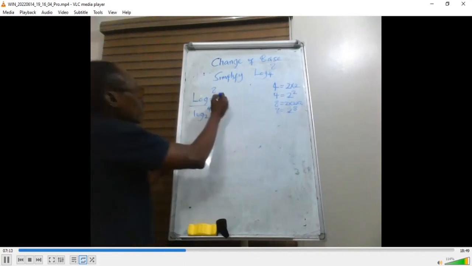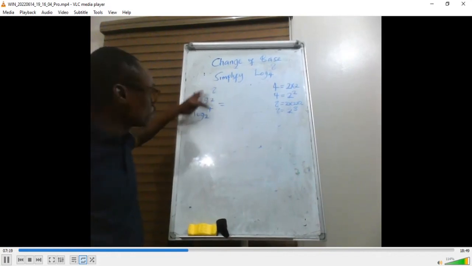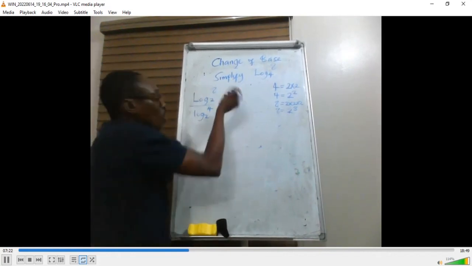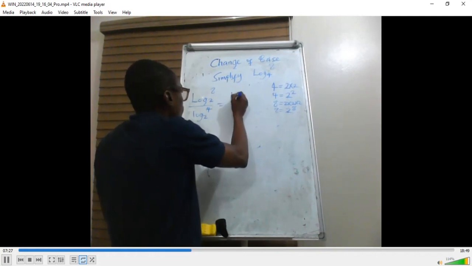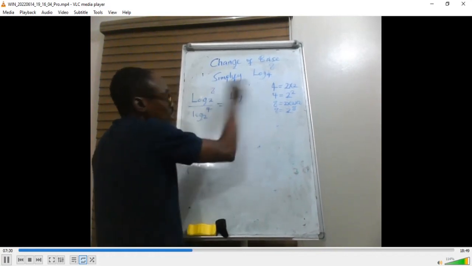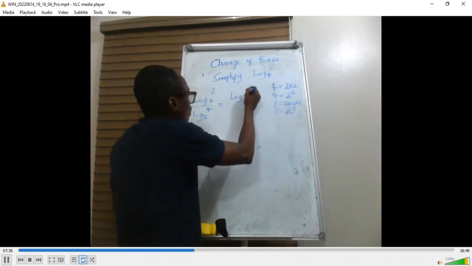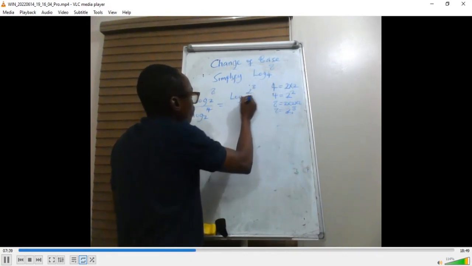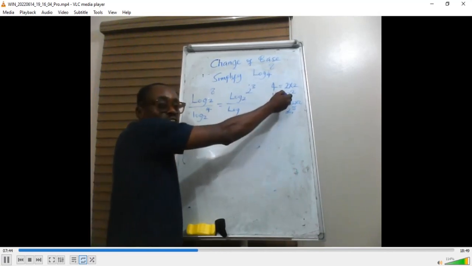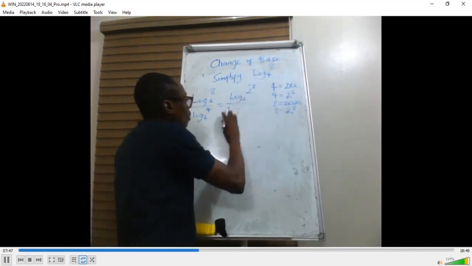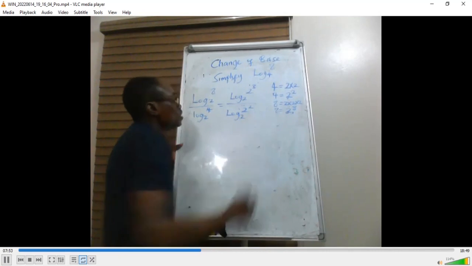Okay, so right now base 2 is related to 8, base 2 is related to 4. So how do we go ahead to simplify this? To simplify this, we're going to say 8 can be written as 2 raised to power 3. So we can say log 2 raised to power 3 base 2 all over log 4, which can be rewritten as 2 raised to power 2, so log 2 raised to power 2 base 2.